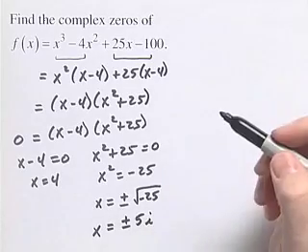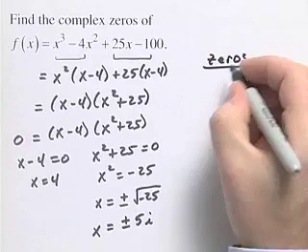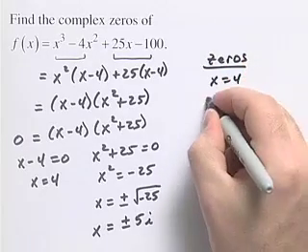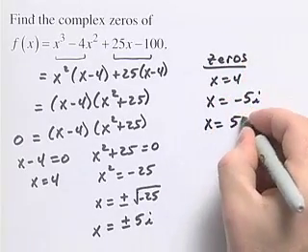So we have three zeros for this polynomial function. And our zeros are x equals 4, x equals negative 5i, and x equals 5i.